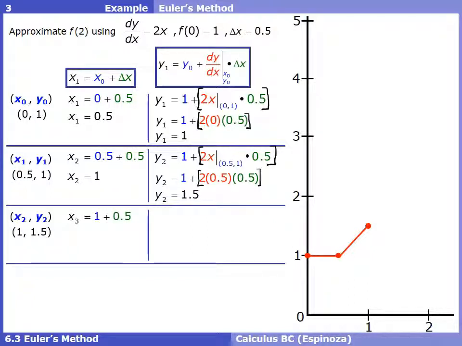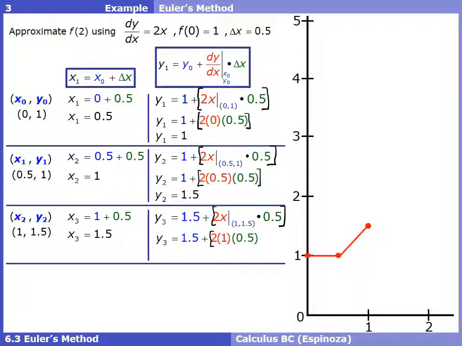The next x value we're trying to get to will be the old x value, which is 1. And we're going to add to that the step size, or the delta x, of 0.5. So our new x value is 1.5. Our new y value is the old y value of 1.5. And to that, we're going to add the derivative evaluated at our old point, (1, 1.5), times our step of 0.5, a half. So we can take our point of x and plug it in, which is 1.